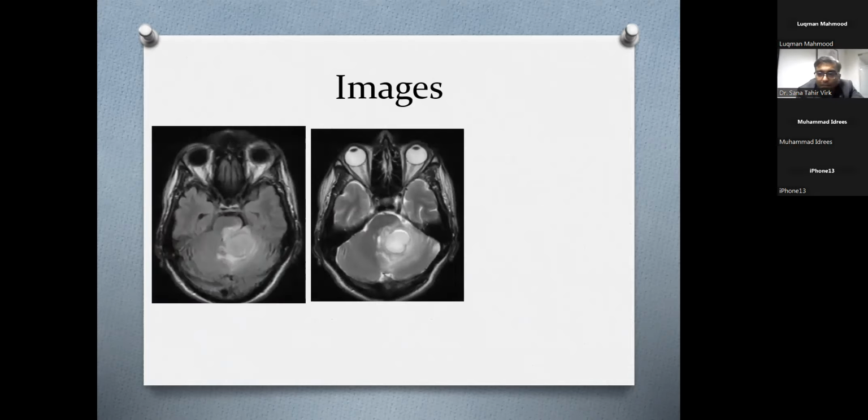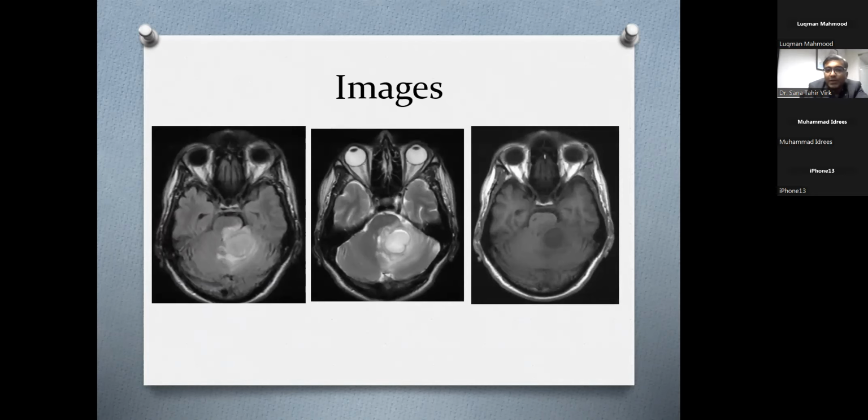So as Dr. Sana explained, the patient underwent MRI. Do we have a little bit of idea about what the images being shown right now are? Can anybody participate and tell us what this image shows? You can unmute your mic and tell me which one is which sequence. Since we're short of time... Somebody is answering.